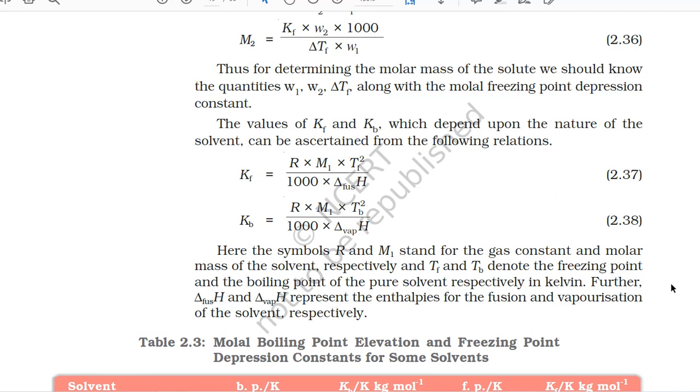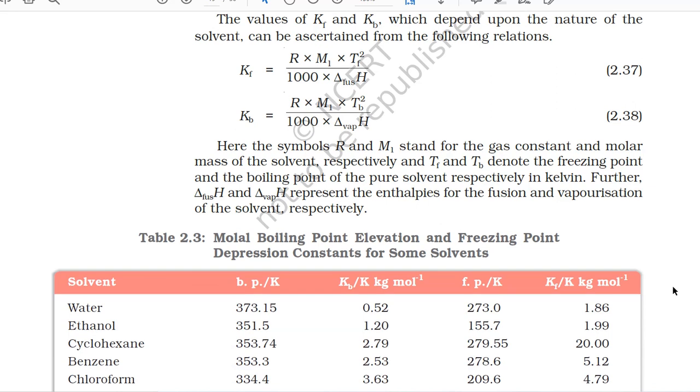Kf is equal to R into M1 into Tf squared upon 1000 into delta fusion H. Kb is equal to R into M1 into Tb squared upon 1000 into delta vaporization H. Here the symbols R and M1 stand for the gas constant and molar mass of the solvent respectively, and Tf and Tb denote the freezing point and the boiling point of the pure solvent respectively in Kelvin. Further, delta fusion H and delta vaporization H represent the enthalpies for the fusion and vaporization of the solvent respectively.